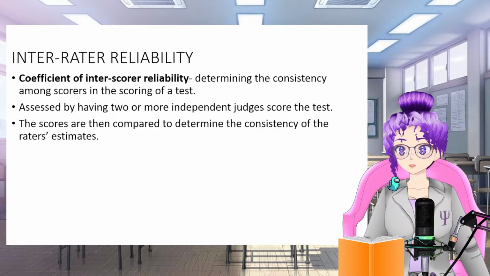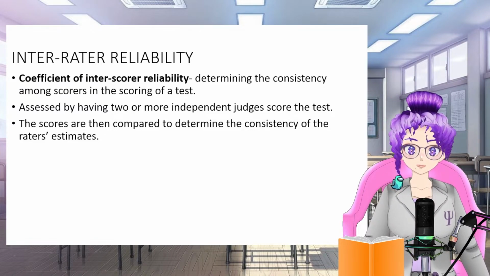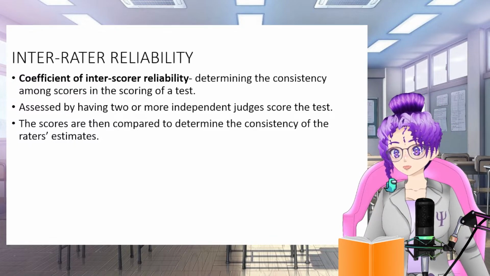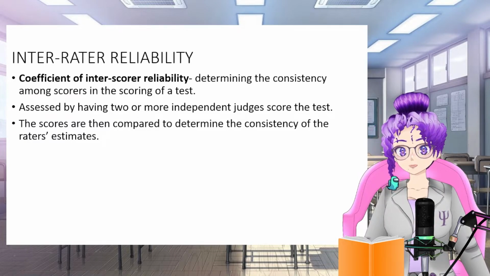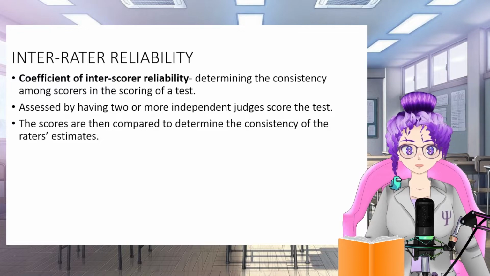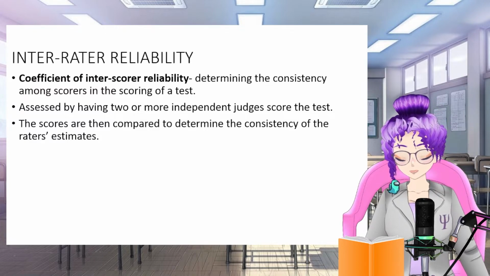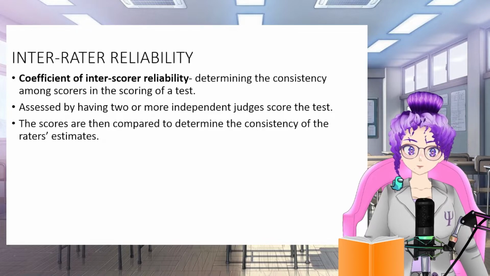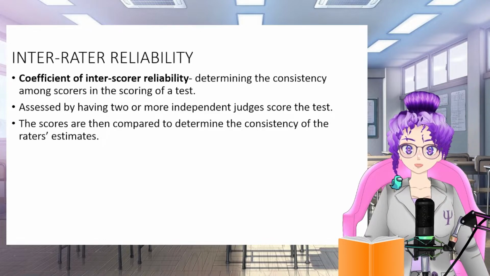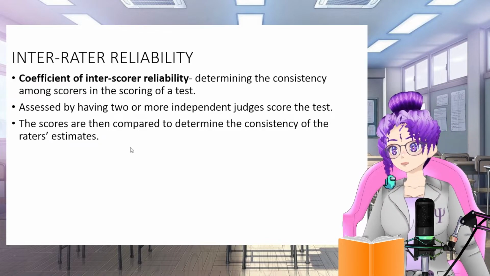What we get here is the coefficient of inter-scorer reliability. This is determining the consistency among scorers in the scoring of a test. It is assessed by having two or more independent judges score the test, and then the scores are compared to determine the consistency of the raters' estimates. Inter-rater reliability is often used for projective tests, especially since projective tests are subjective. It depends on the rater's scoring, so they need to know how reliable the raters' scorings are. So they use the coefficient of inter-scorer reliability.